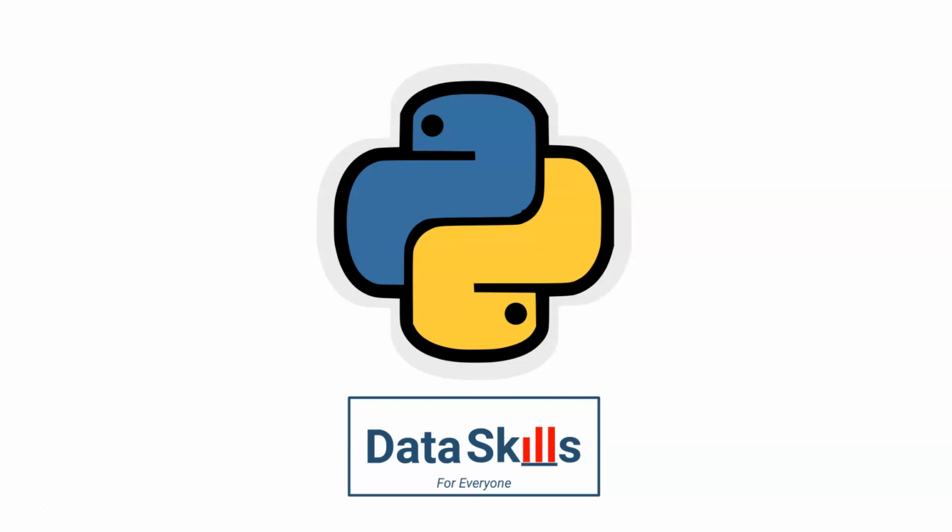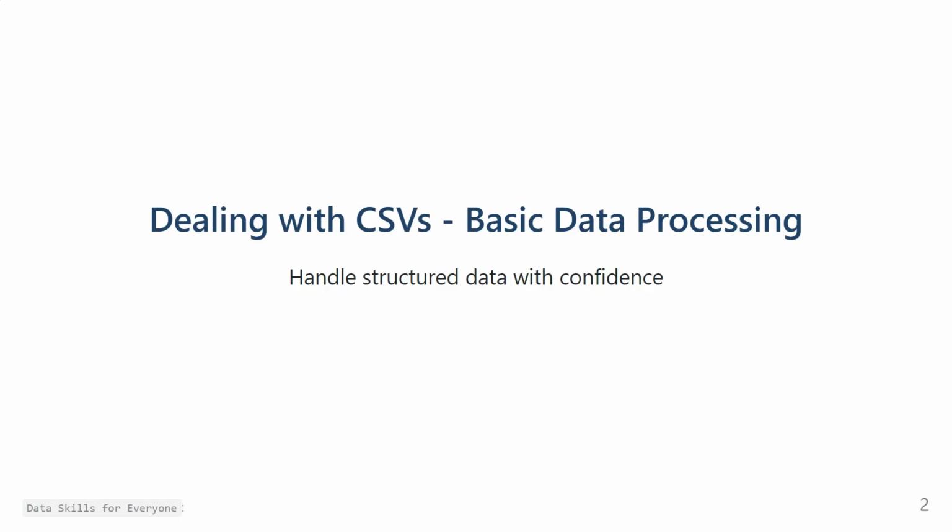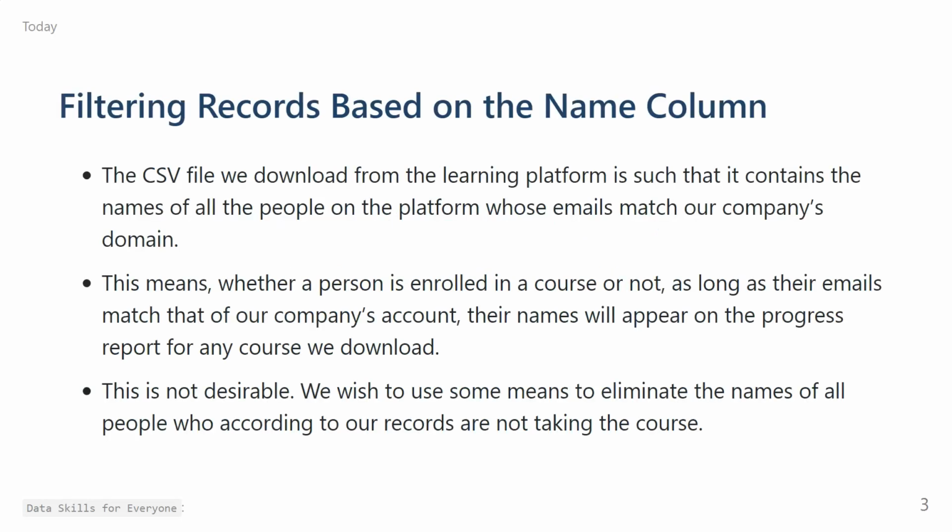This is Data Skills for Everyone, and we are still dealing with CSVs, basic data processing. Learn how to handle structured data with confidence. In this video, we are looking at how to filter records based on a given column. And in our particular case today, we are looking at how to filter data based on the names column.